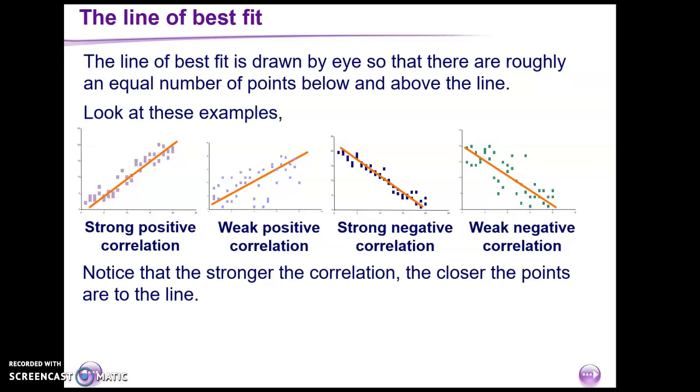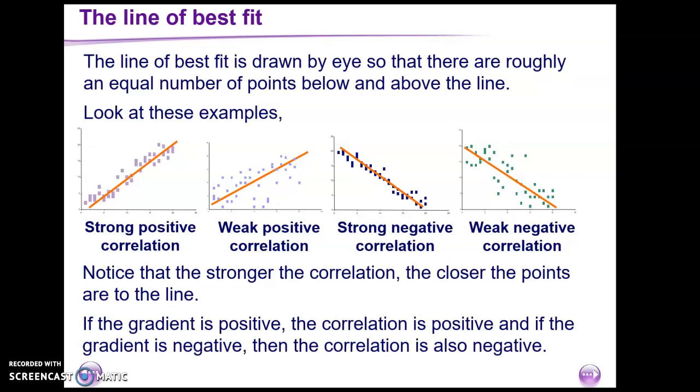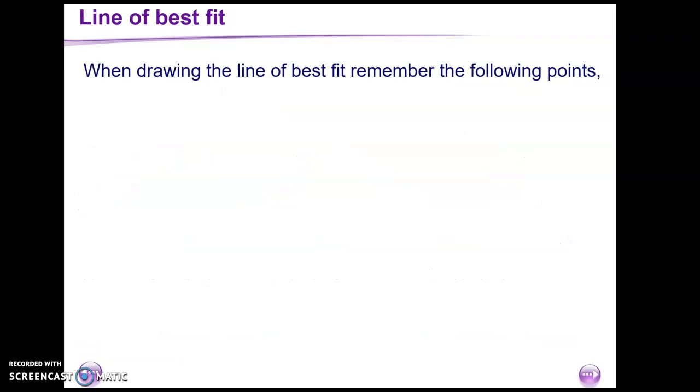However, you also do need to think about the zoomed inness of the graph. So the points could look far apart because there are few points at a very, very large scale. So just make sure you do look at the scale when you are deciding whether it's strong or weak. If the gradient is positive, the correlation is positive, and if the gradient is negative, the correlation is also negative.